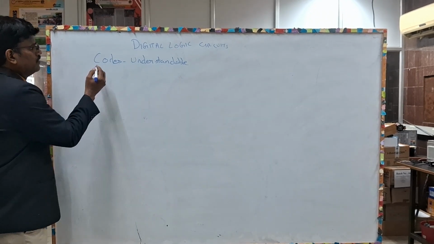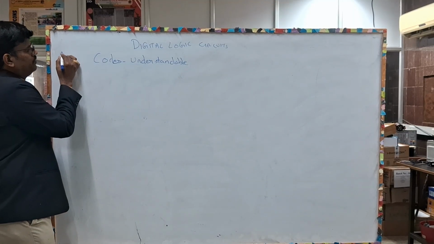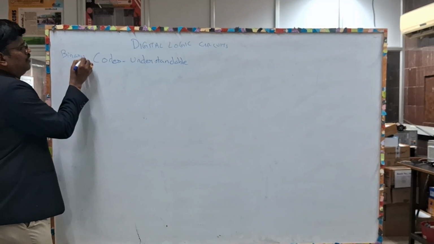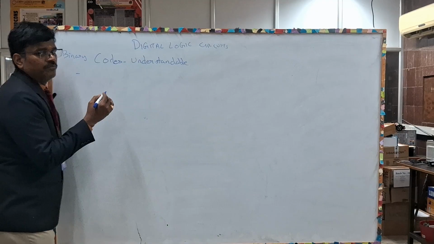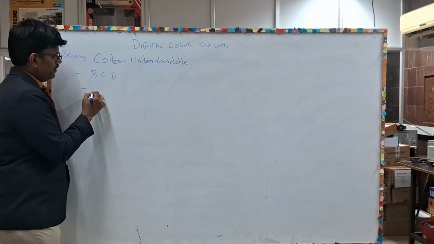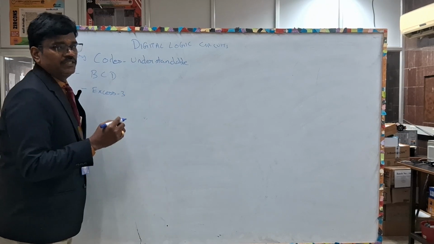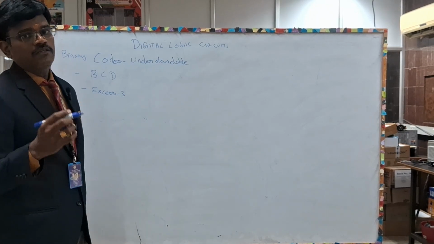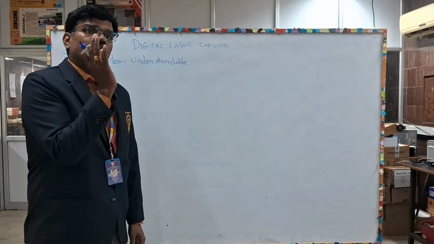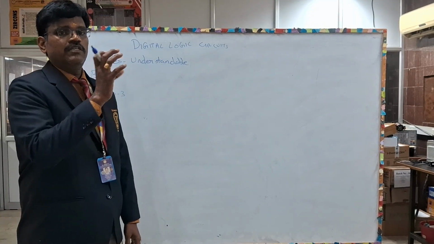In binary, we are trying to discuss the binary codes. In the binary codes, we have the BCD, the binary coded decimal, and then we have XS3. BCD is going to be the binary coded decimal. It is going to be a decimal value, so you can see the value available in decimal.